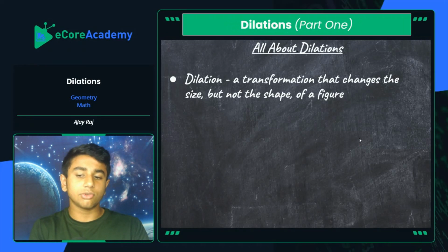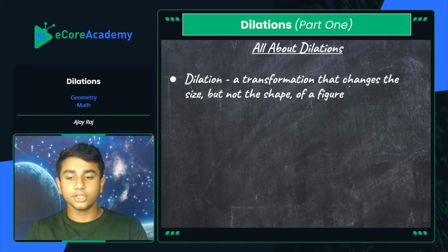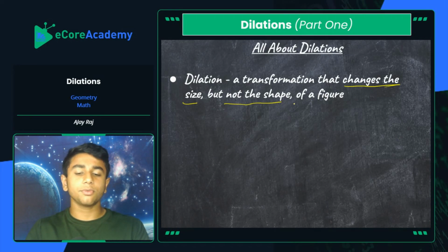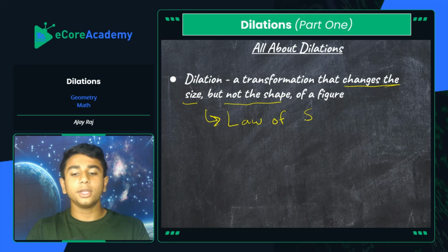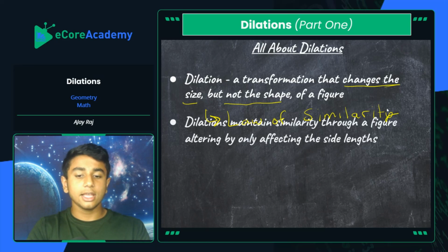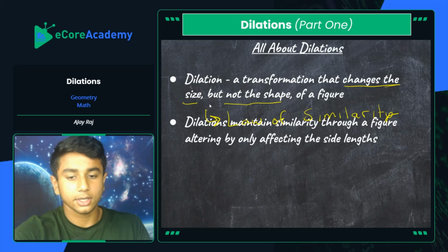A dilation, by geometric definition, is a transformation that changes the size, but not the shape, of the figure. So unlike a rigid motion, which keeps the same shape and size, a dilation changes the size but still keeps the same shape. And that falls under the law of similarity. Let me just write this down real quick. If it falls under the law of similarity, that means that dilations maintain similarity. Sorry if that got cut off. I'll just erase this real quick so that you can get that down.